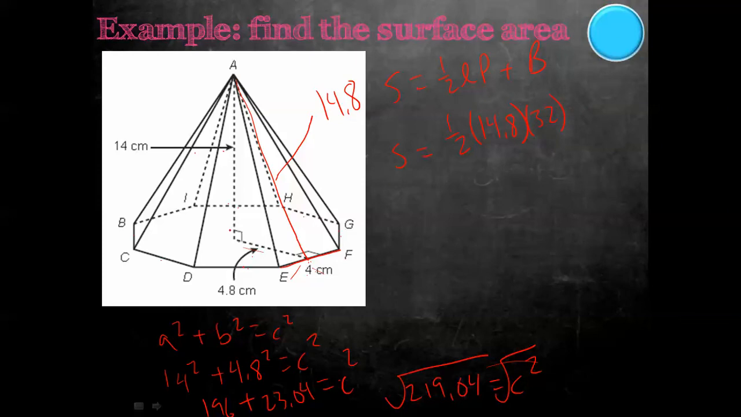Okay, now we want to find the area of the base. So we have an octagon here, right? It's a regular polygon. So our formula is going to be 1/2 times the apothem times the perimeter. Okay, so our apothem then is going to be this right here, the 4.8. And then our perimeter, we already found that one earlier, right? We found it to be 32. So we're going to take 32 times 4.8, and then we're going to divide that by 2, and we get 76.8.